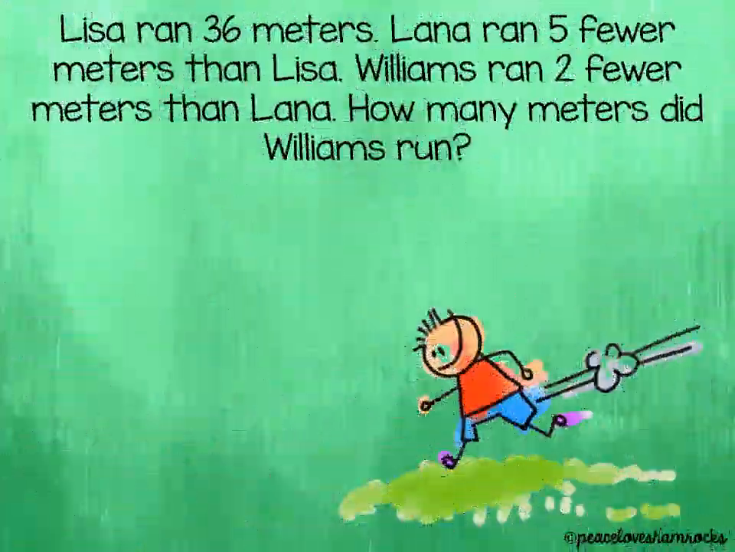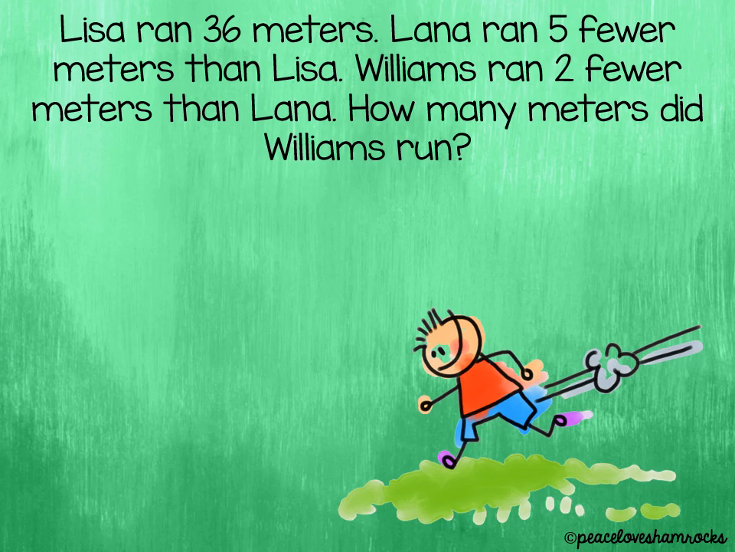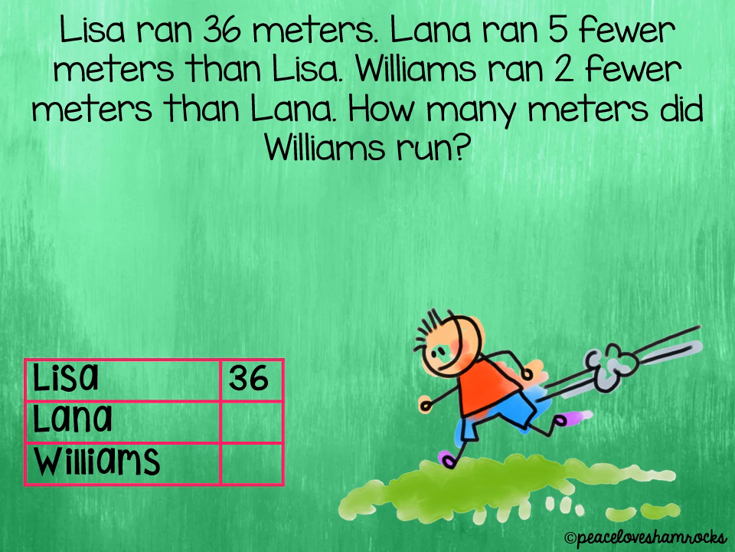Let's try one more together. Lisa ran 36 meters. Lana ran 5 fewer meters than Lisa. And Williams ran 2 fewer meters than Lana. So how many meters did Williams run? Okay, well, let's think about this and fill in the information as we have it. So let's start up at the top again. We have Lisa, Lana, and Williams. Lisa ran 36 meters. We know that because it says it flat out in the problem. Right now, we don't know how many Lana or Williams ran.